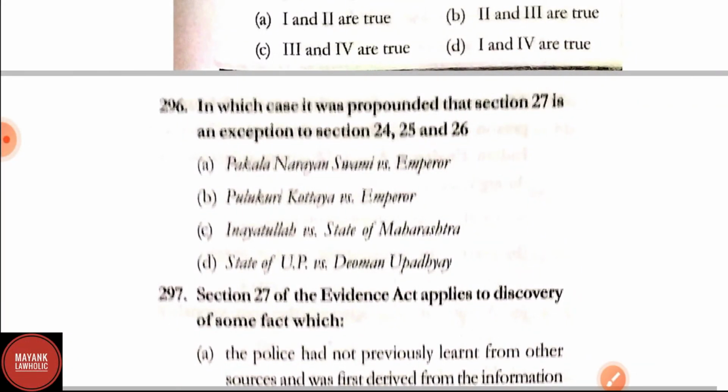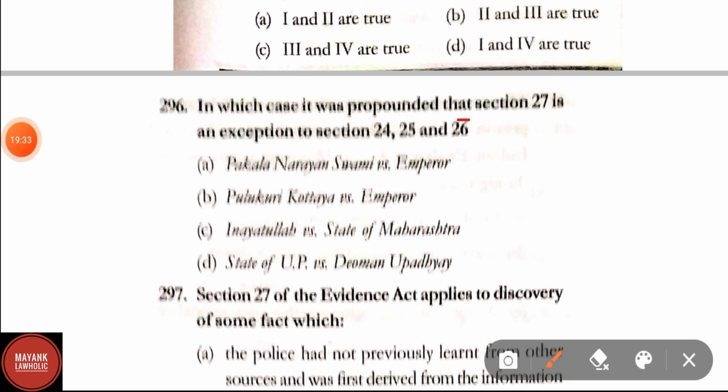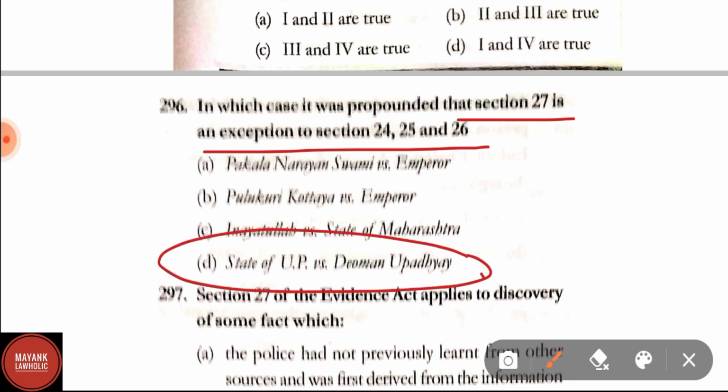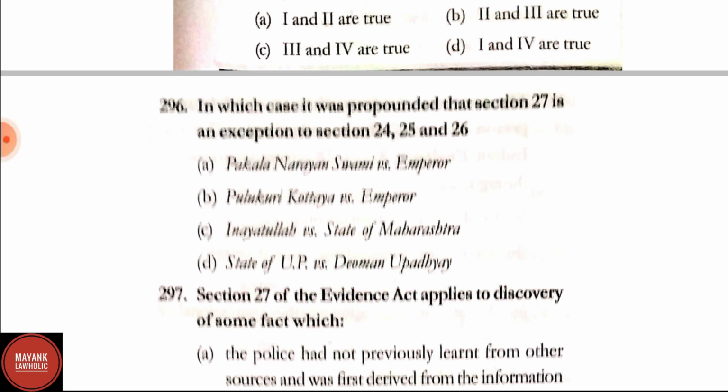Question number 296. In which case was it propounded that section 27 is an exception to sections 24, 25 and 26? Correct answer is option D, that is State of UP versus Deoman Upadhyay.